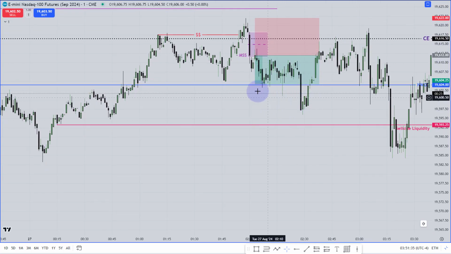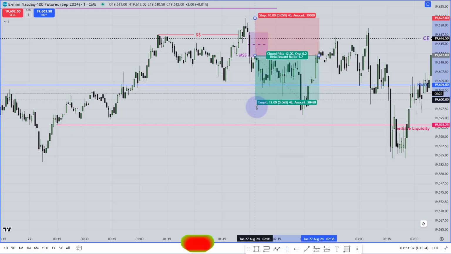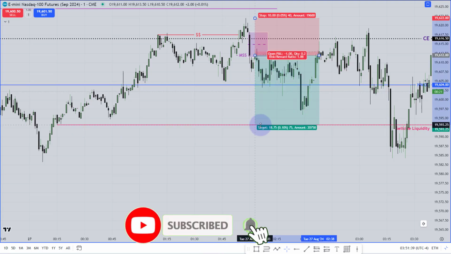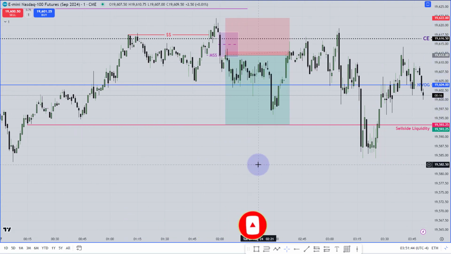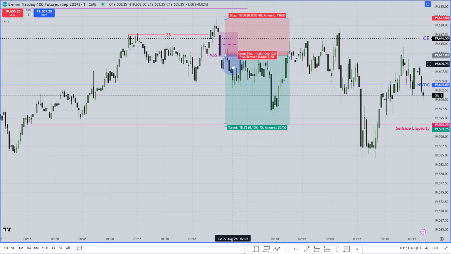Now where is going to be your target? You will go for the extreme liquidity from the 1 minute chart. So that should be your target here. That 18 handle is going to be your target. But you have to take a partial when the market provides you 15 handle.